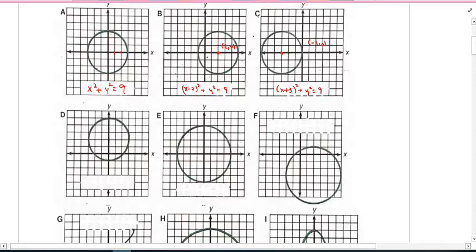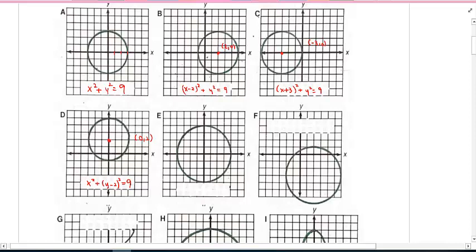D looks like it got shifted upwards to 0, 2, so x squared plus y minus 2, hopefully you remember from last time. Remember, opposite, shifting up, y minus. The radius is still 3.